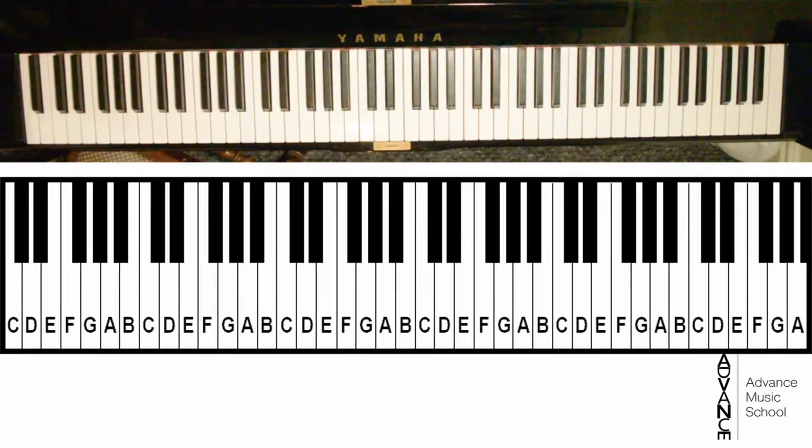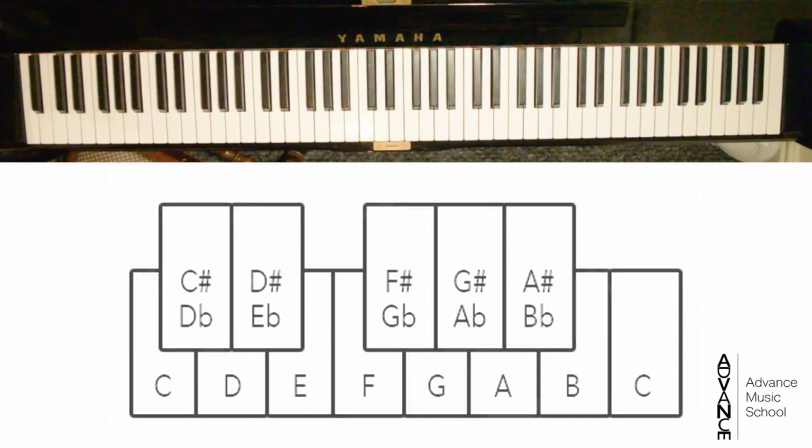At this stage, you may notice that every black key is a sharp as well as a flat. C sharp is also a D flat. D sharp is also an E flat. An F sharp is also a G flat. A G sharp is also an A flat. And an A sharp is also a B flat.